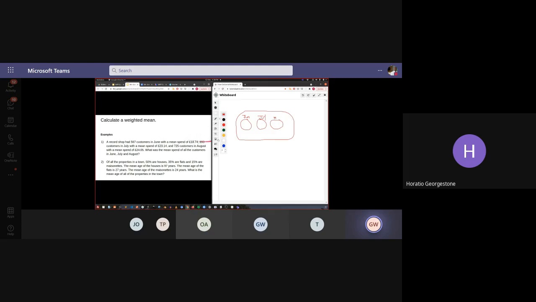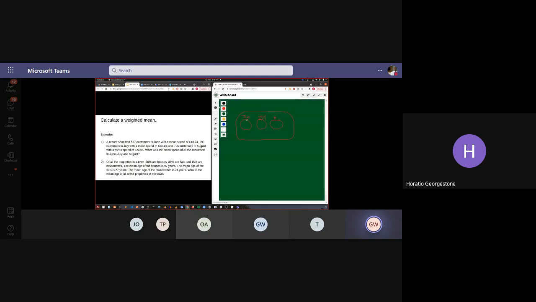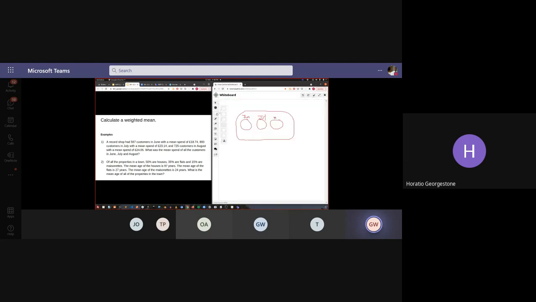Okay, and we're told the mean spend of each group. Now we want to know what's the mean of all three of these groups put together. And in fact, this diagram maybe is not the best way to represent it because it makes it look like there are items that aren't in one of the sets, but that's not the case. So in other words, we want to know what's the mean of all three groups. That's what we're trying to find out.